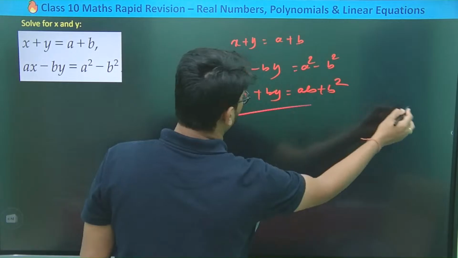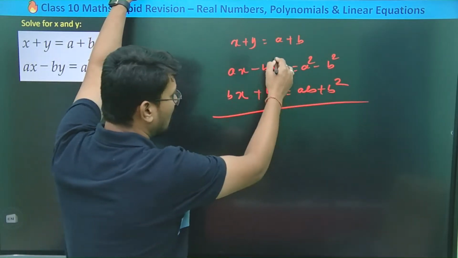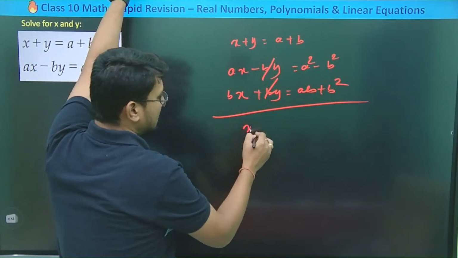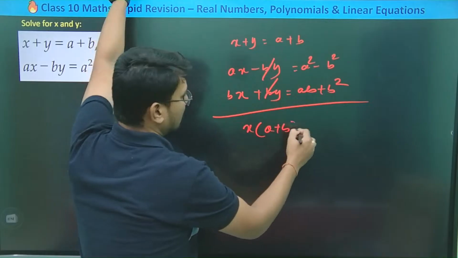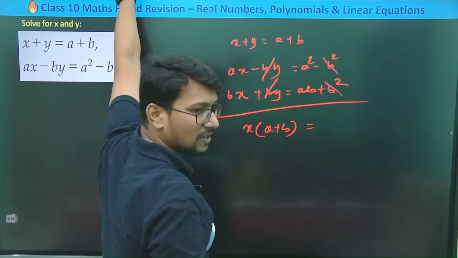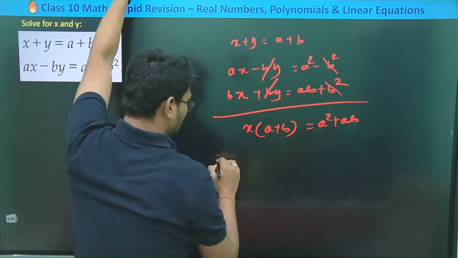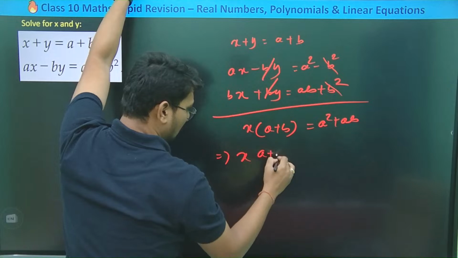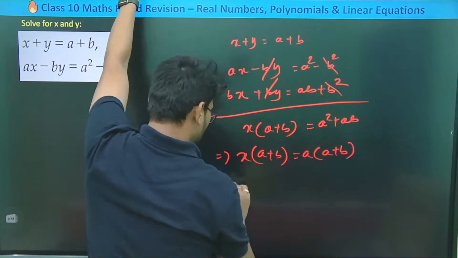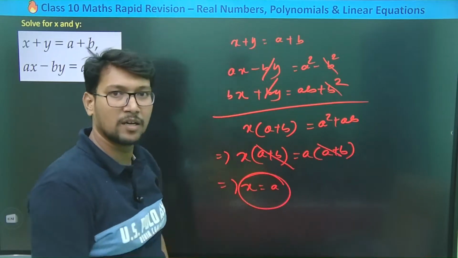Is that clear, children? Should we add or subtract? Add. When added, it cancels. So now x is common, a plus b, equals... b square is cancelled, right? Oh, a square plus ab. a square plus ab. So x into a plus b equals a common, a plus b. So a plus b cancelled. x equals a.